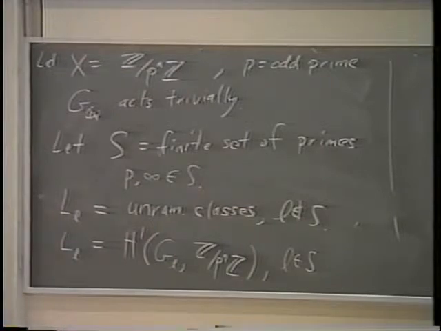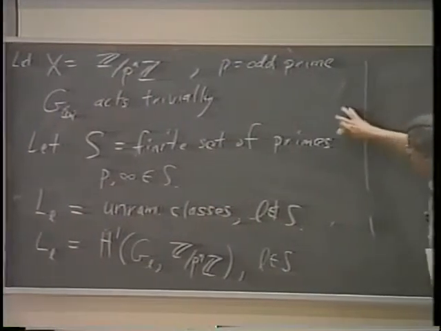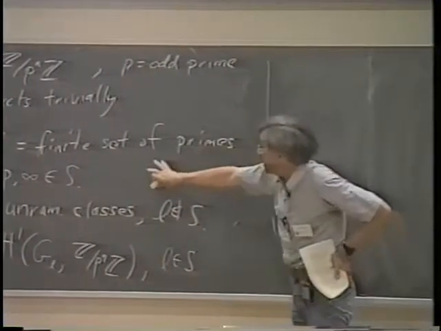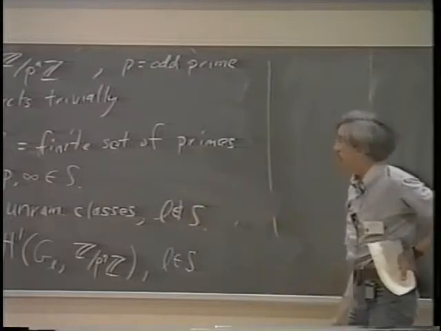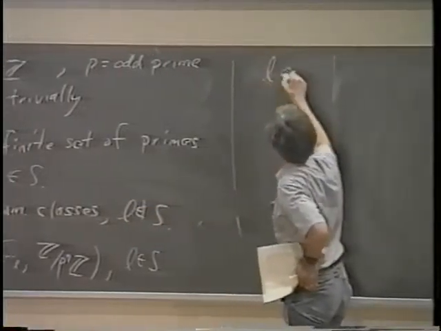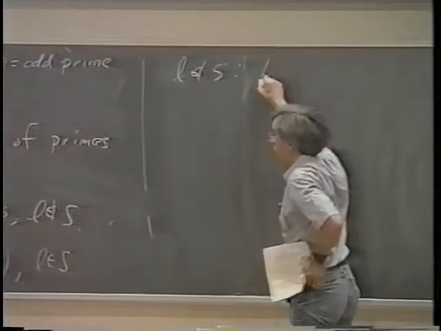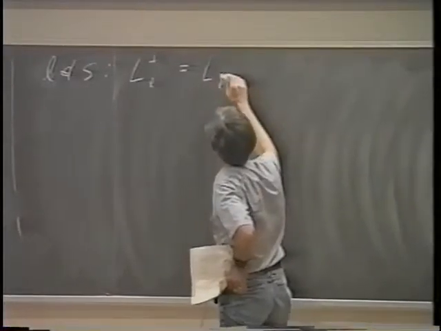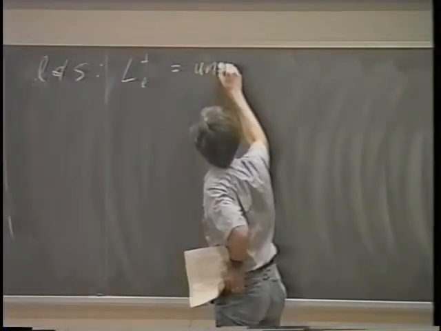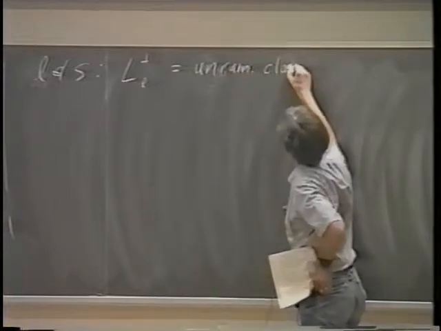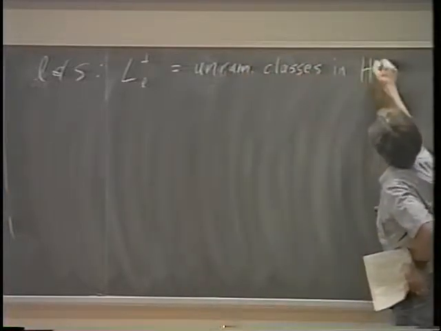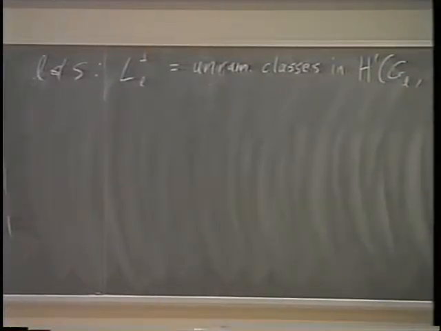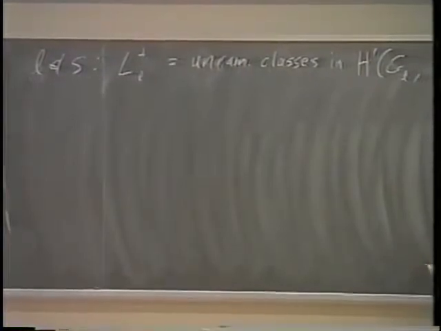Okay, well, first thing we ought to do is compute the dual. Since I put P and S, the ones outside S, there's no problem with Tate duality. So for L not in S, L sub L perp is L sub L, well, no, it's the unramified classes in H1 GL, but now we have to have the dual module. The dual of Z mod p to the n is mu p to the n, the p to the nth roots of unity.